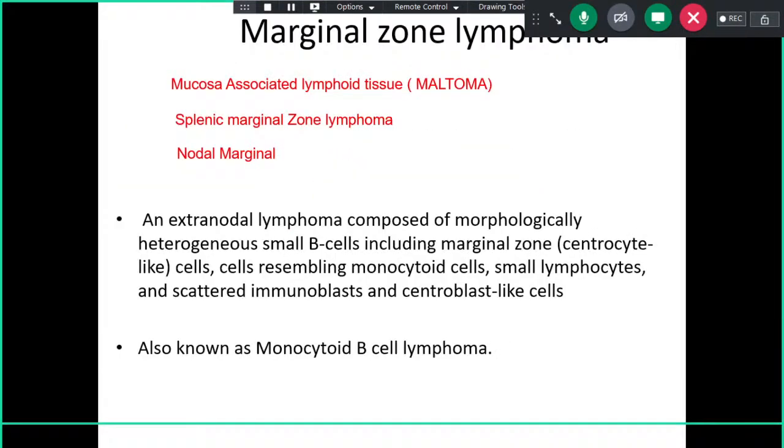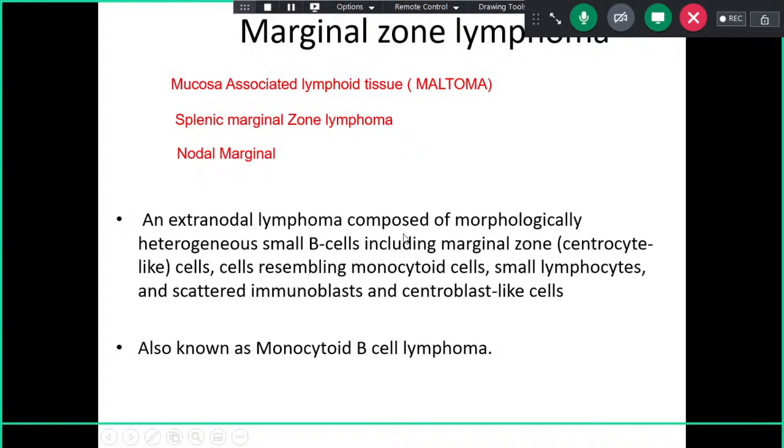So marginal zone lymphoma can present as a nodal mass, maybe an extranodal mass. When it is extranodal, it can be splenic. So there are basically three: nodal marginal zone, splenic marginal zone, then comes the mucosa associated tissue, where you can find mucosa, mostly the GI tract, and you can find it in the bronchial tract. That is called mucosa associated lymphoid tissue or maltoma. You find it in the salivary gland, the thyroid; in all these areas you can find a marginal zone lymphoma. Nodal marginal, splenic marginal, and mucosa associated lymphoid tissue.